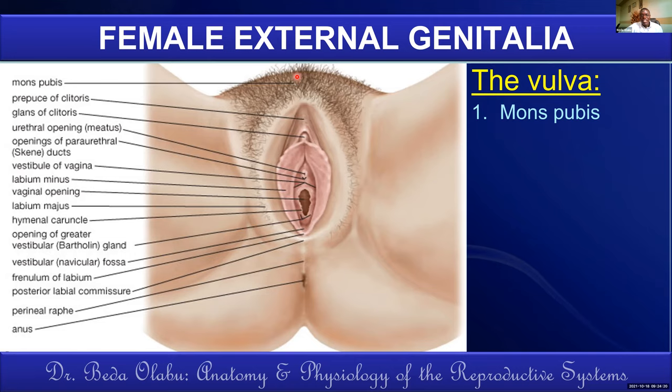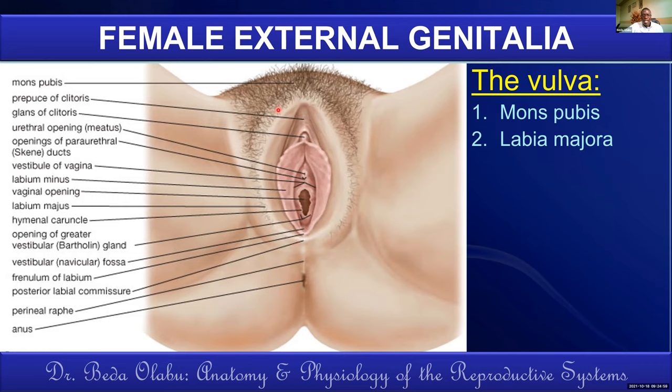That raising largely becomes more prominent from the age of puberty. And of course, we know that there's some hair on top of the mons pubis. The primary role of the mons pubis is to provide cushioning during sexual intercourse. So basically, it dampens the physical impact that may be there during sexual intercourse. Radiating from either side of the mons pubis are these large folds, which we call the labia majora.